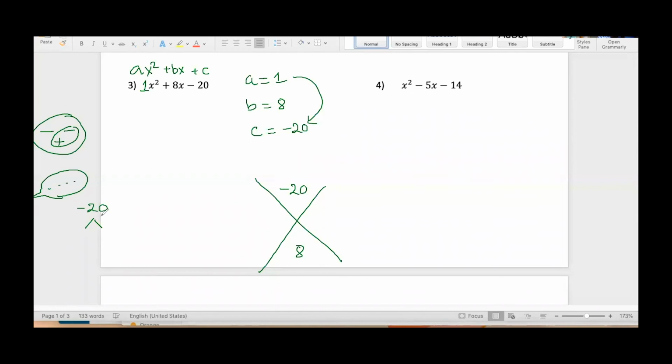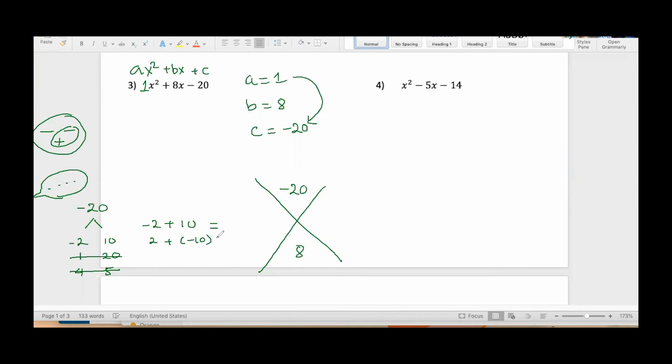So right now, let's go ahead and take a look. For 20, I have 2 and 10. I have 1 and 20. I have 4 and 5. You can see that 4 and 5 and 1 and 20 are way off. They will have nothing to do with b, right? So the only thing left is 2 or 10, and one of them has to be negative. Here's the trick. You can either try -2 plus 10, or you can try 2 plus -10.